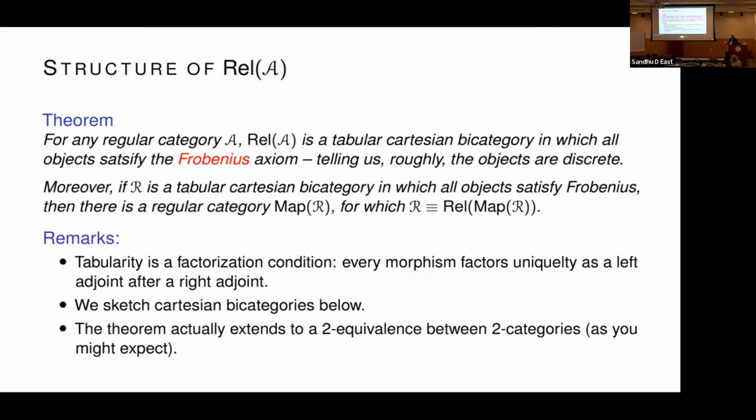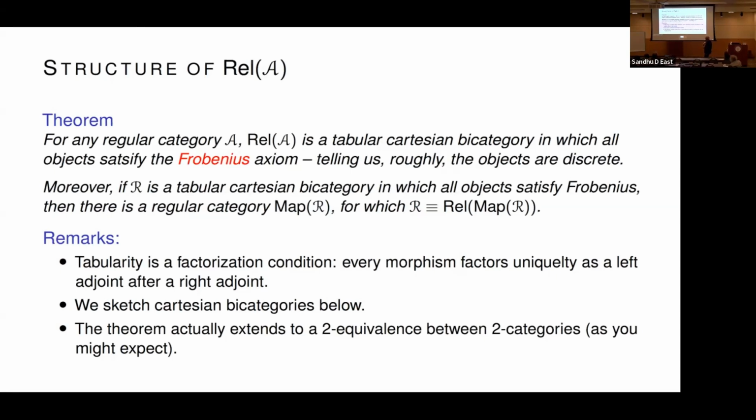Now, what is the structure of these rel categories, though? What is the structure of a category of relations? It turns out that they have a very nice characterization as well. Any regular category, the category of relations is, I know I'm throwing some jargon at you, and sorry, I'll describe the Frobenius thing in a little while. Tabular says there's a certain kind of factorization of relations into functions.